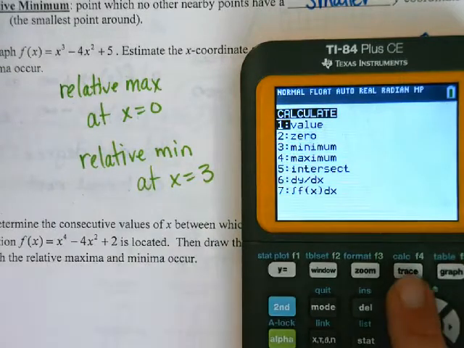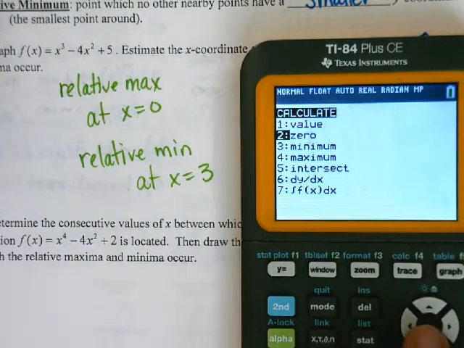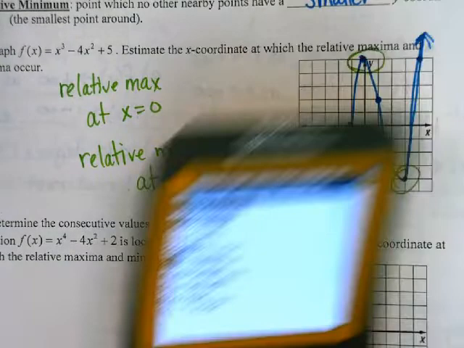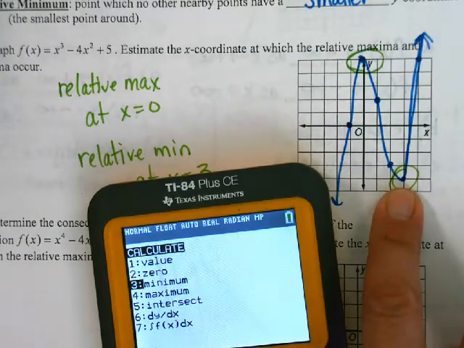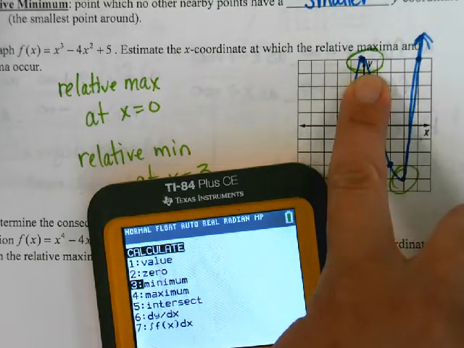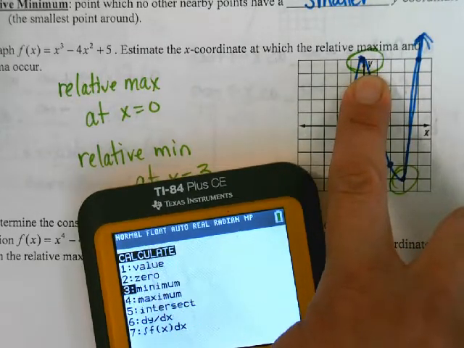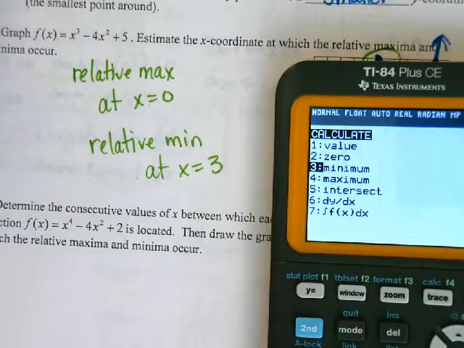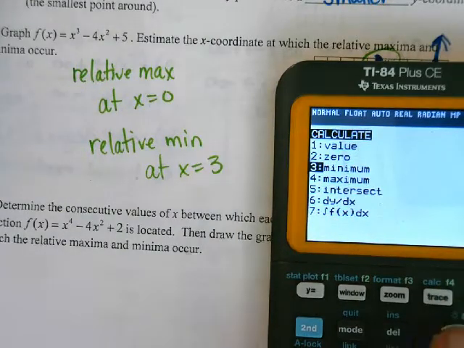Remember when we go to second trace, that calculate menu, if you wanted to find those zeros, this is where we were moving our spider, the left bound, right bound stuff. Minimum, that would be looking for that guy. Maximum, we would be looking for that guy. Do you want me to go through those so you can see them? Yes, okay. So let's start with zeros.